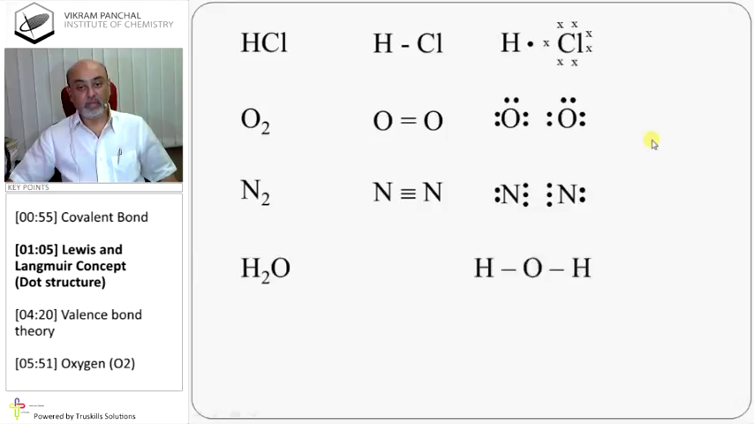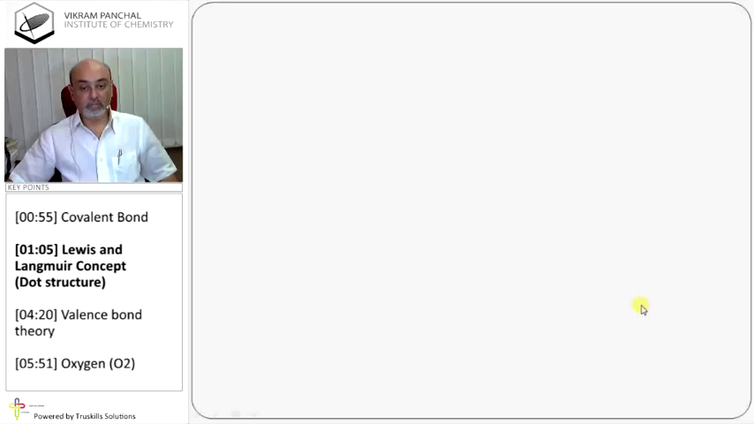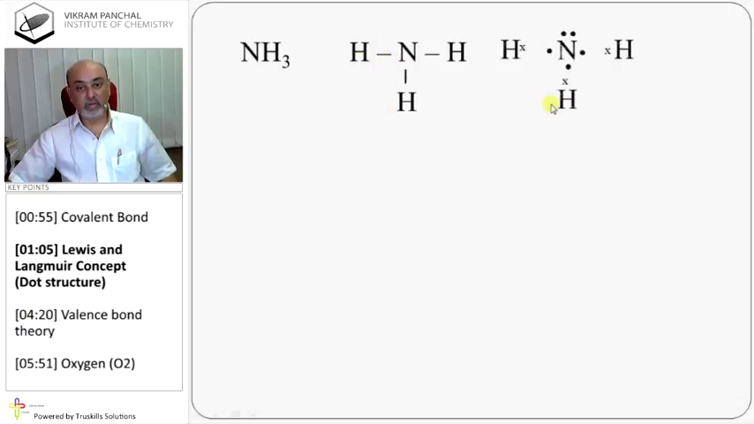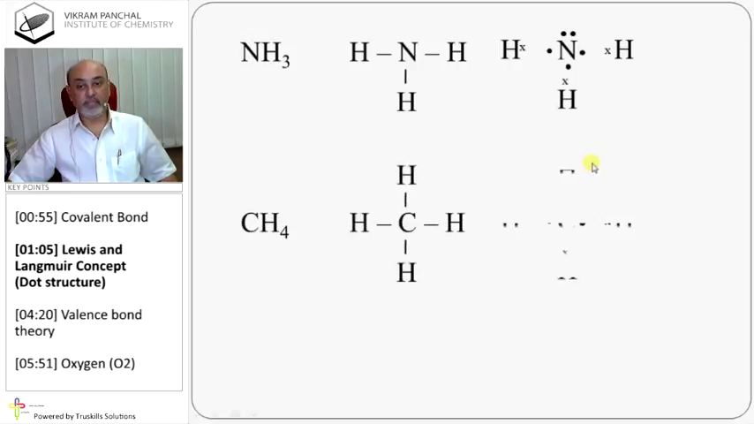H2O, there is single bond between hydrogen and oxygen. So this way you can show it. NH3, 3 single bonds between hydrogen and nitrogen. So this way we can show it. CH4, dot structure of CH4, 4 CH bonds.